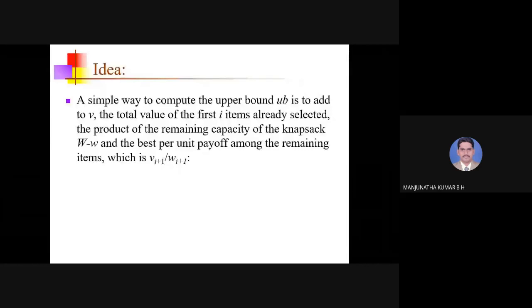Branch and bound technique. First, for the root node, the upper bound is calculated. When I am considering the root node, no items are placed in the knapsack. At that time, whatever the upper bound is, that value will be calculated. Next, by placing items into the knapsack one by one, we are going to change the upper bound value.